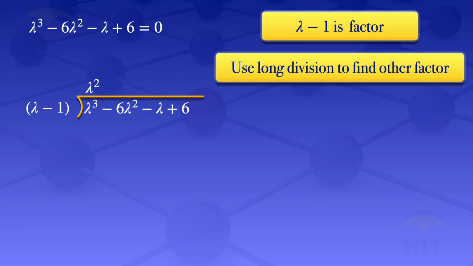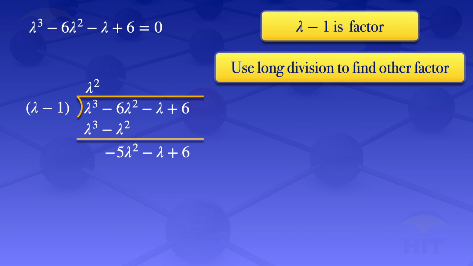Multiply the lambda squared by lambda minus 1, and we have lambda cubed minus lambda squared. Subtract from the above: lambda cubed minus lambda cubed gives us 0. Minus 6 lambda squared minus lambda squared gives us minus 5 lambda squared. Then the other parts I write as they are, minus lambda plus 6.